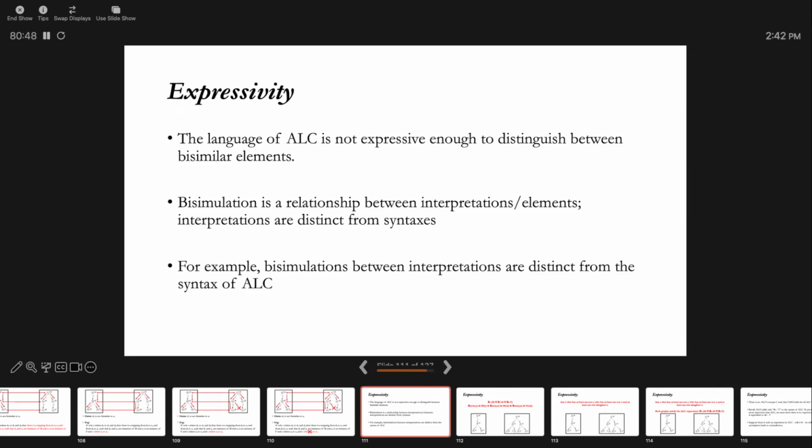The syntax can really limit what you can represent and what things can be made true according to it. That's a similar situation going on here. Description logics of varying flavors are more or less expressive. Some of them can say things that others can't. First order logic can say it all. It's too expressive. So, for example, bisimulations between interpretations are distinct from the syntax of ALC itself.